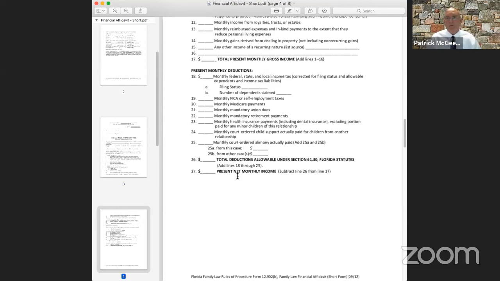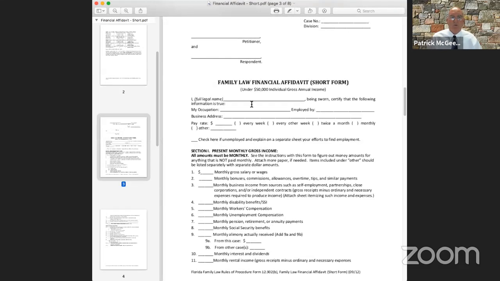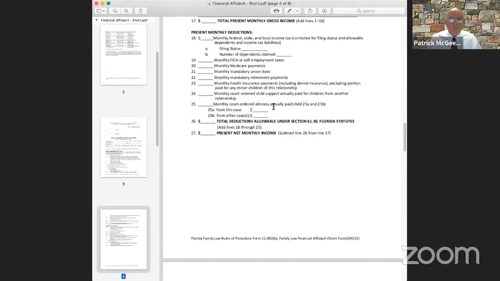Now remember, if your income or your financial or your employment situation changes during the course of your case, make sure you file an amended financial affidavit. You just file the same form, and right up here, right above where it says Family Law Financial Affidavit short form, just write in there "amended," or type in there "amended" if you're doing it in the Word form.